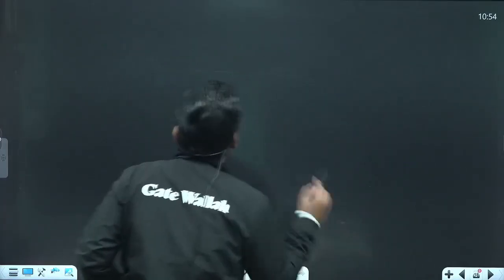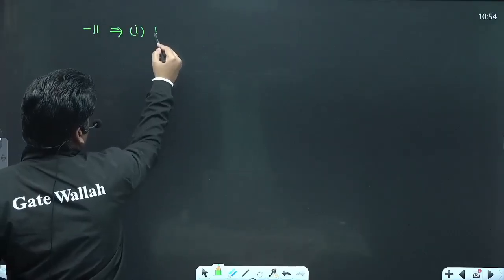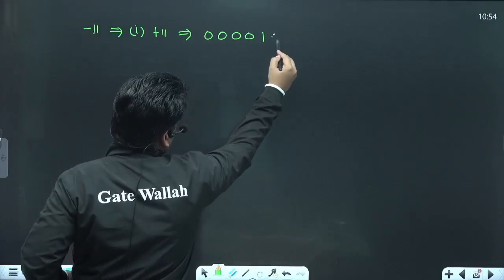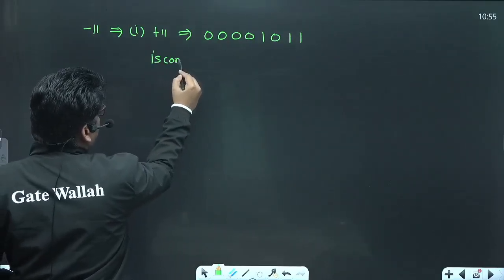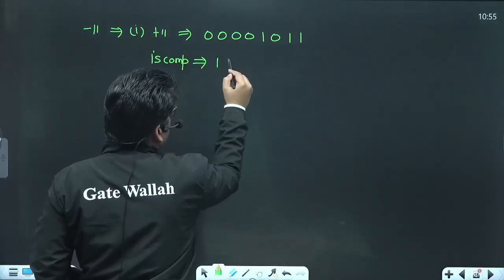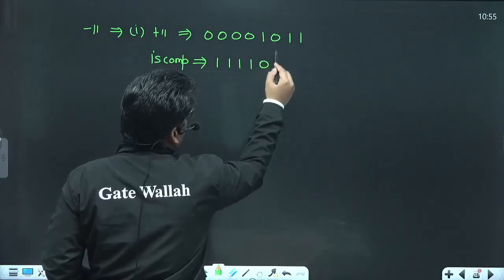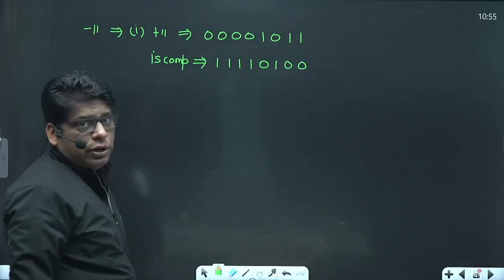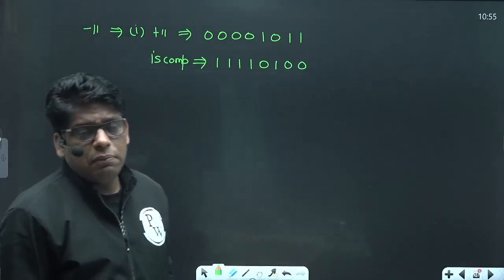So if I want to find -11, first we find the binary of +11, which is 0 0 0 0 1 0 1 1. Now let's find the ones complement of this number. This 0 becomes 1, this 0 becomes 1, this 0 becomes 1, this 0 becomes 1, this 1 becomes 0, this 0 becomes 1, this 1 becomes 0, this 1 becomes 0. Is that okay to everyone?